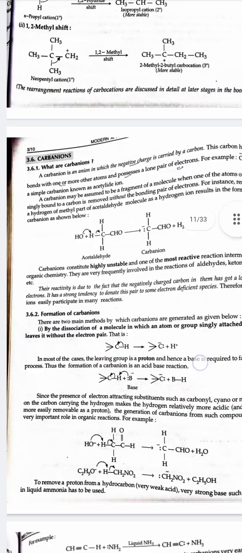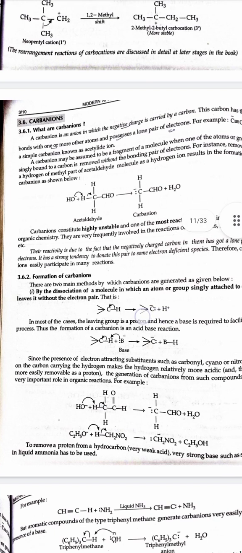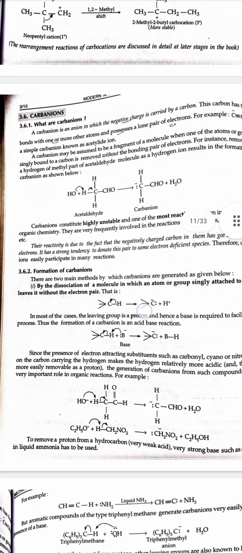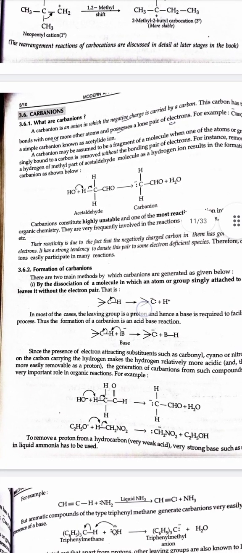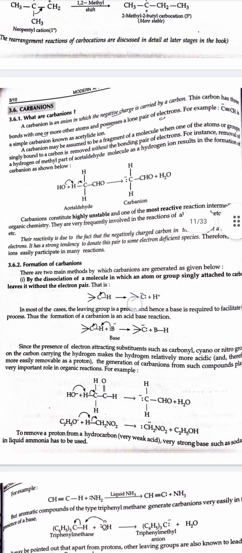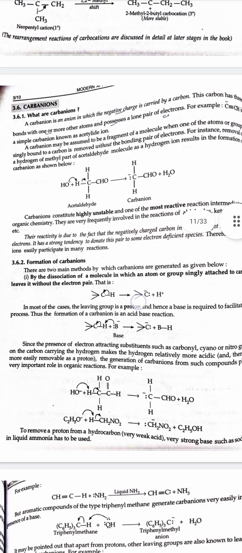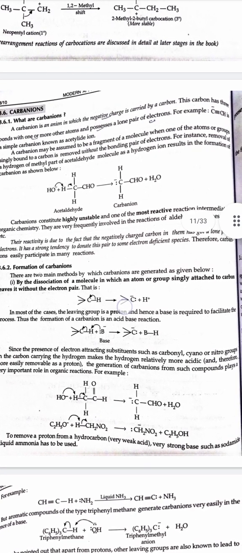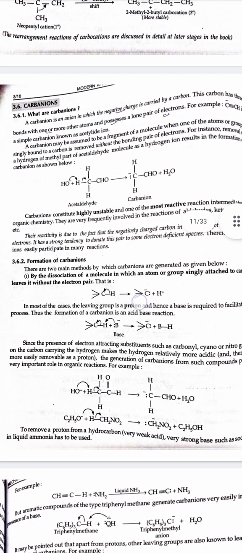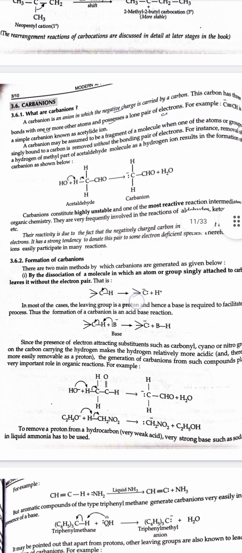Carbanions. What are carbanions? A carbanion is an anion in which the negative charge is carried by a carbon atom. This carbon has 3 bonds with one or more other atoms and possesses a lone pair of electrons. For example, C triple bond CH is a simple carbanion known as acetylide ion. A carbanion may be assumed to be a fragment of a molecule when one of the atoms or groups singly bound to a carbon is removed without the bonding pair of electrons.